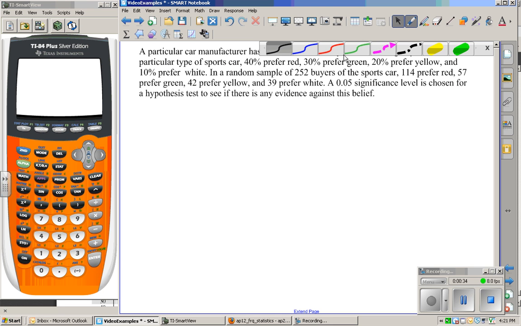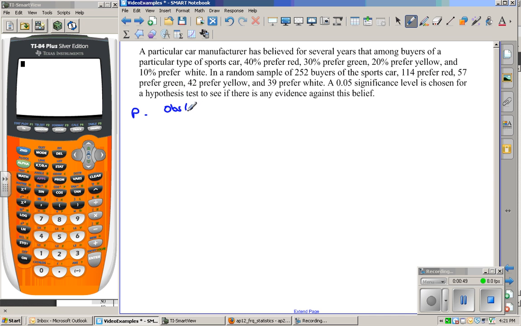correct in their assumptions. So this is a chi-square test, so we're going to set up our parameter. Our parameter is going to be our observed, which we're going to put into our calculator in list 1. We had 114 red, so red was 114, green was 57, yellow was 42, and white was 39.